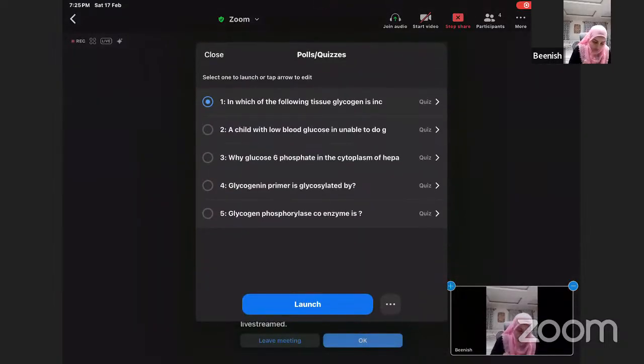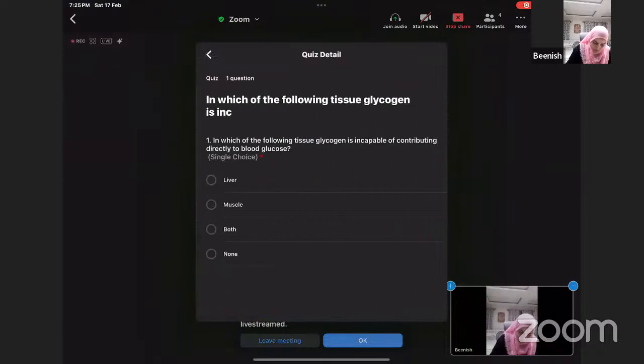Let's take up some questions. Which of the following tissue glycogen is incapable of contributing directly to blood glucose?